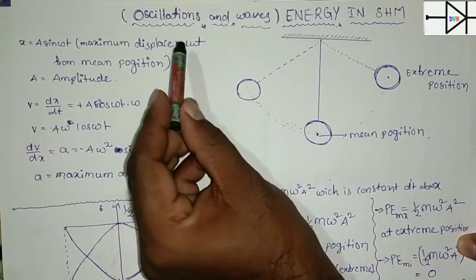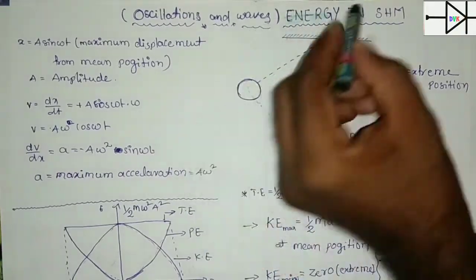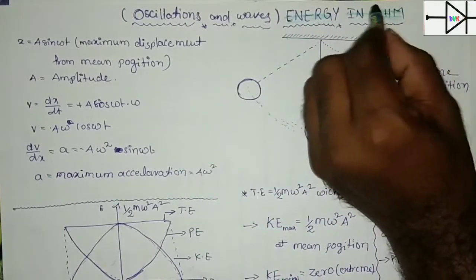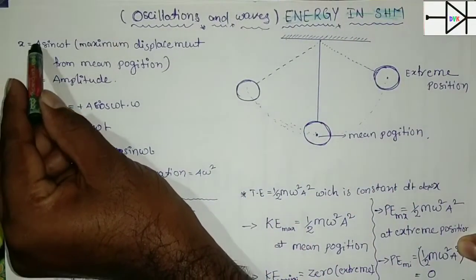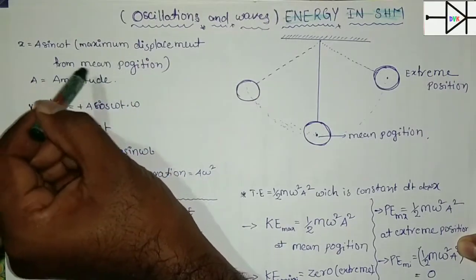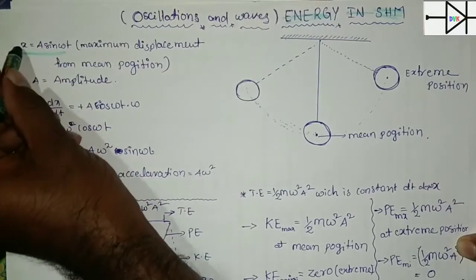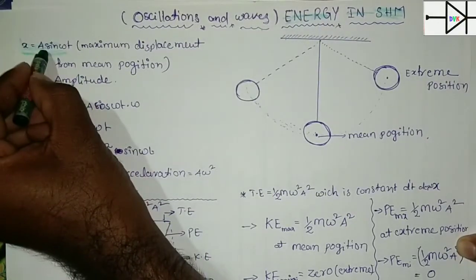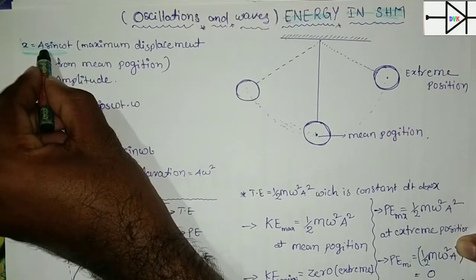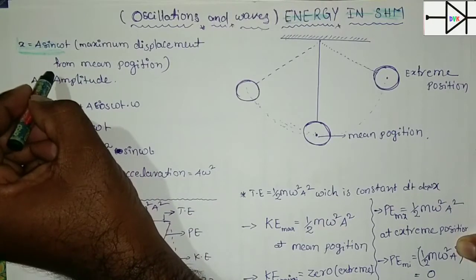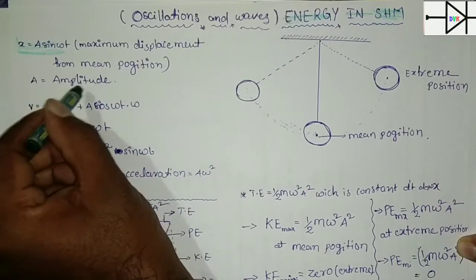Watching oscillations and waves, energy in simple harmonic motion. Energy in simple harmonic motion, right? SHM. It is a wave equation. X is equal to A sine omega t, the maximum displacement from the mean position. This is the maximum displacement from the mean position formula. If you want the derivation of this equation, I have given my first video link in the description. Visit it. Okay. Here A means amplitude.